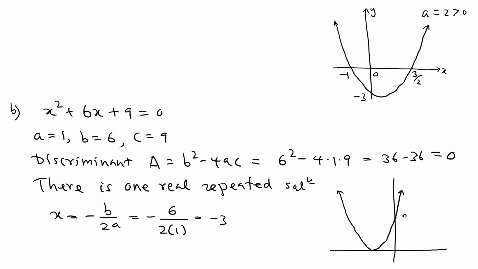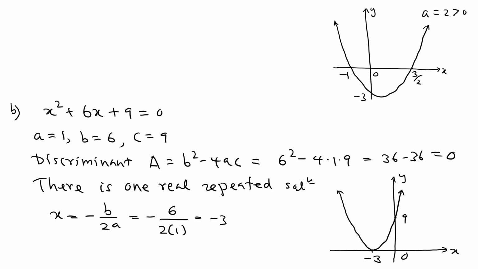That is the y-intercept 9, and that is the x-intercept, which is negative 3. So that's how the graph is going to look. You can get a lot of information from this one. When you have real repeated solutions, the graph touches the x-axis at one point. So let's look at the next one.